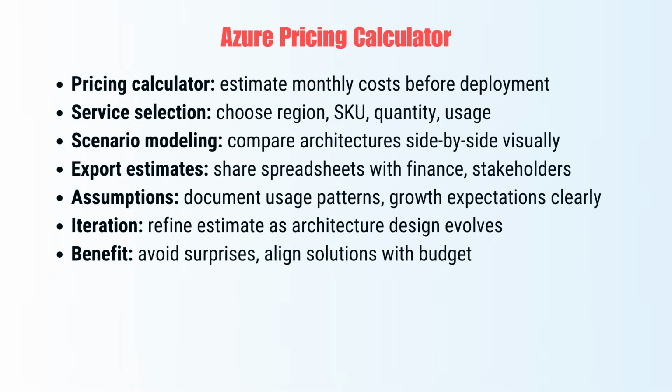Results can be exported as an Excel spreadsheet or a shareable URL so you can discuss them with finance teams, managers, or clients. This is especially helpful when you need to compare multiple architectural options side by side, for example, using VMs versus app service or different redundancy levels. The tool is most accurate when you provide realistic usage assumptions, so it's worth gathering basic performance and usage data from your existing systems if you can.